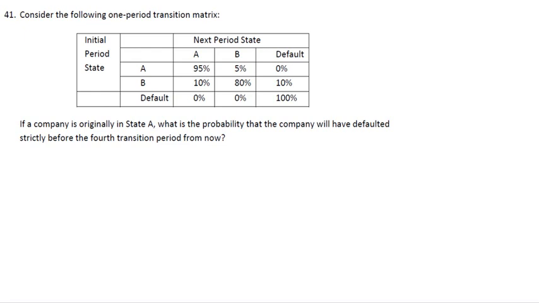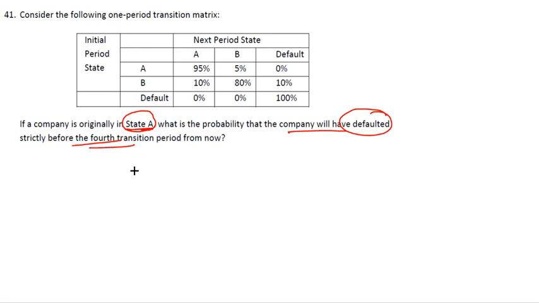This particular problem is related to transition matrix, and here they are asking us to compute the probability that the company would have defaulted before the fourth transition period. So this is the problem that they have given, and these are the matrices they have given. They are saying that the company originally is in state A. What is the probability that a company would have defaulted strictly before the fourth transition period?